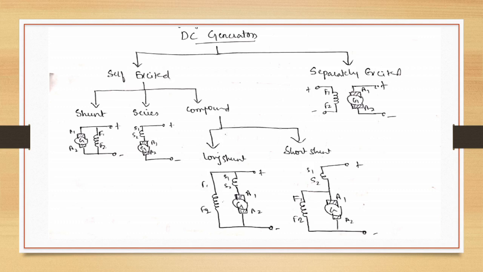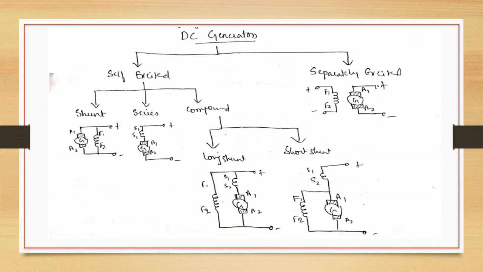So when we come to the point of types of DC generators, there are two types, self-excited and separately excited. Separately excited is the one in which the field winding is excited separately or energized separately through some battery or any other DC source. And self-excited is the one in which the generator is excited from the winding itself, from inside itself. We are not giving any external connection to the self-excited generators.